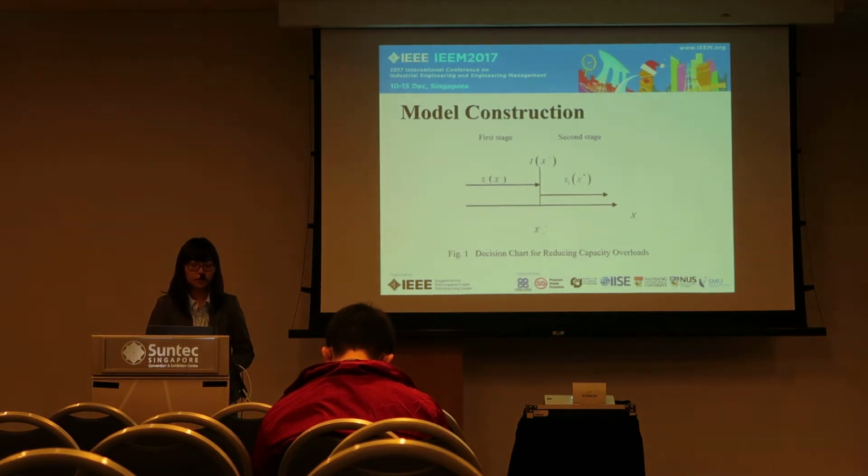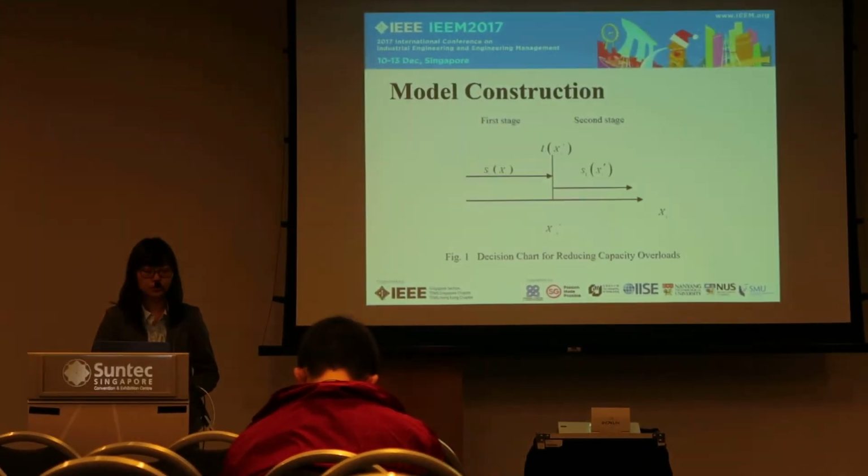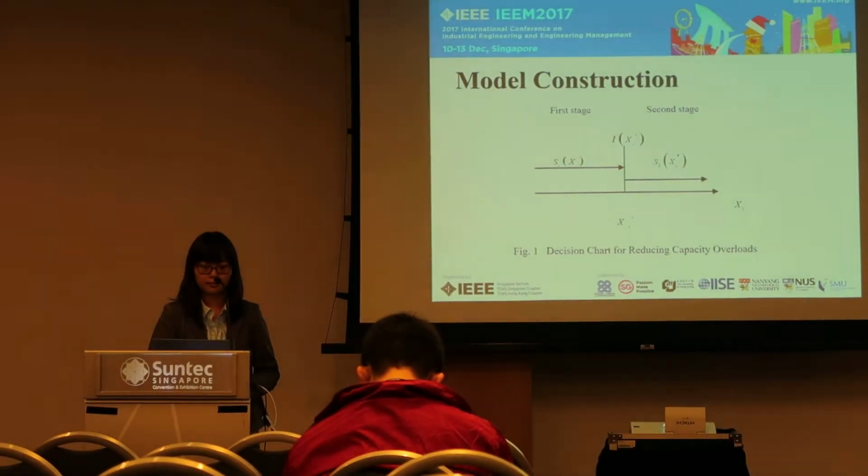This is the chart of model construction. The first stage is the status quo, and the second stage is the situation after prison construction. We hope to find the optimal solution to decrease the social cost of crime.